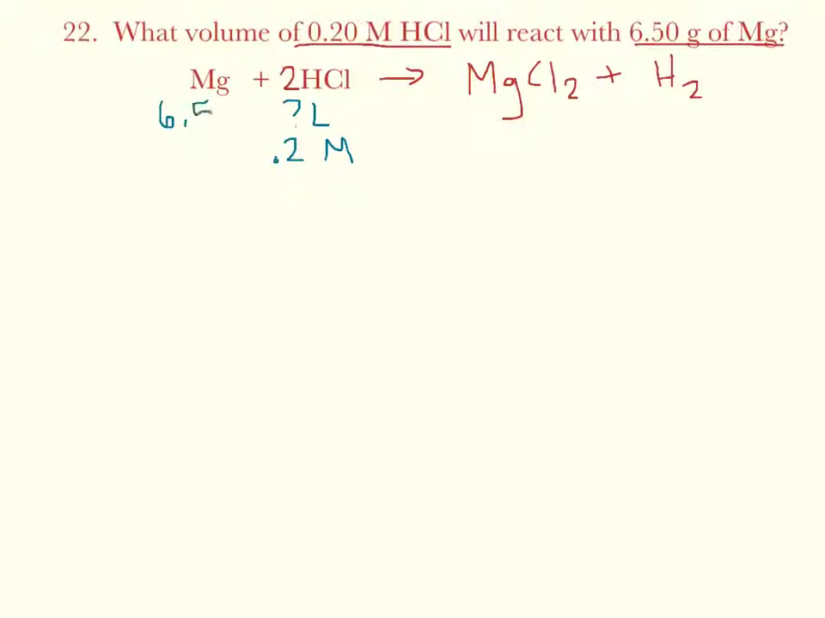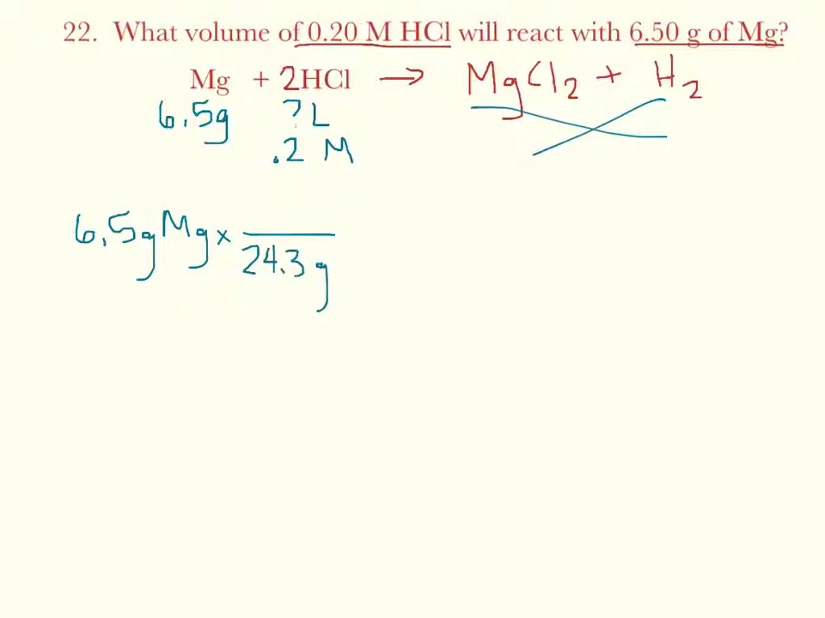6.5 grams of magnesium. So the ending part of this equation we don't actually need, except to give us the mole-to-mole ratio for the beginning. So I'm going to start with my 6.5 grams of magnesium. And the first thing I'm going to do with that is turn grams into moles. Off the periodic table, the molar mass of magnesium is 24.3 grams for every 1 mole.